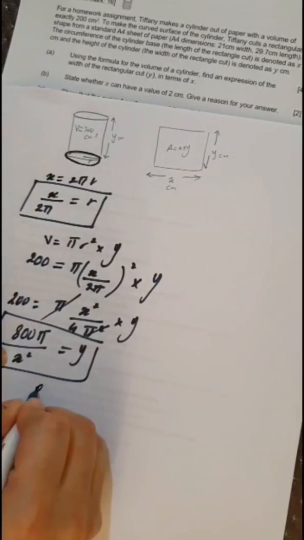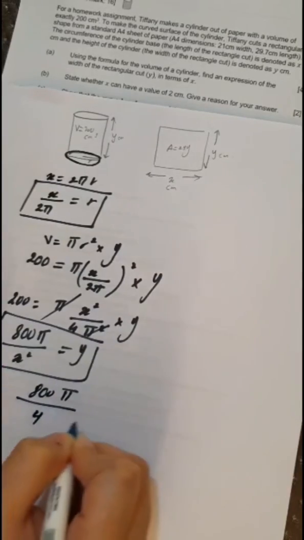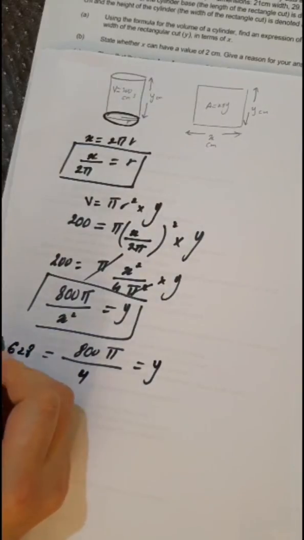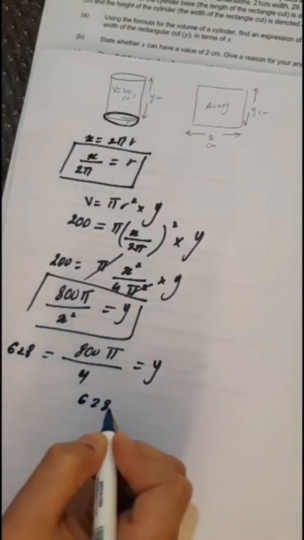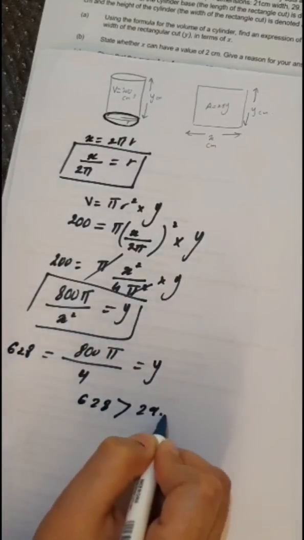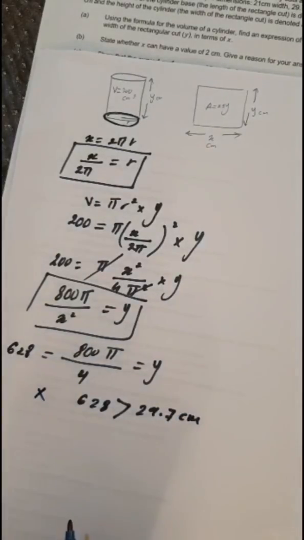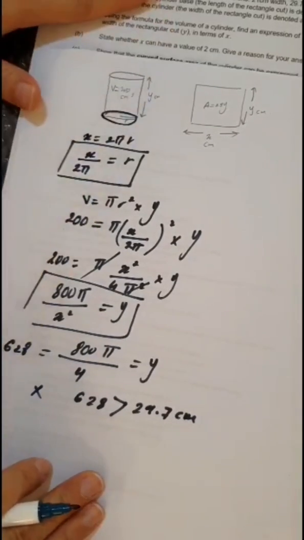I need to replace x by 2. If I replace x by 2, I'm going to get 800π multiplied over 4 equal to y. And if I solve for this one, I'm going to get the answer equal to 628 centimeters. And in this case, 628 centimeters is greater than 29.7 centimeters, which is not acceptable. It can't be equal to 2 in this case. Okay, I'm going for the next part of my question.